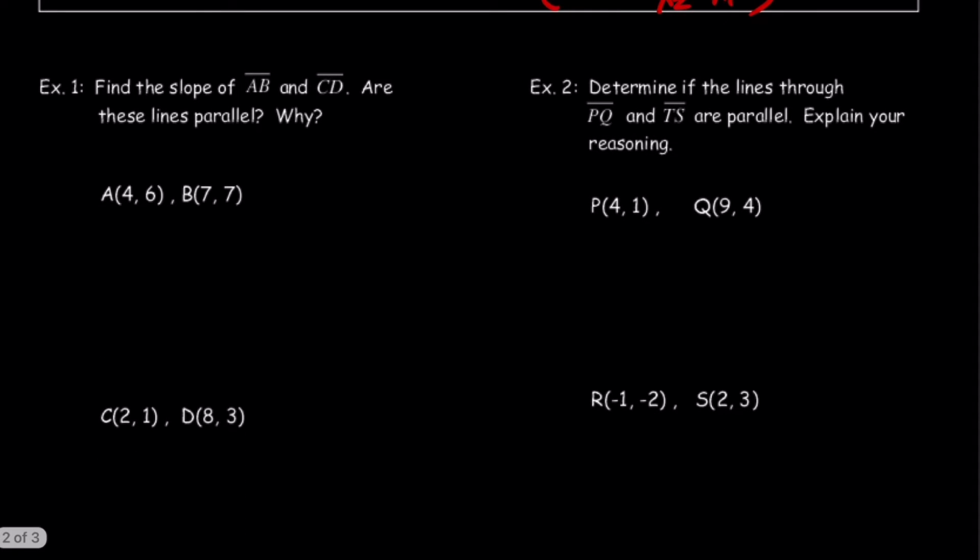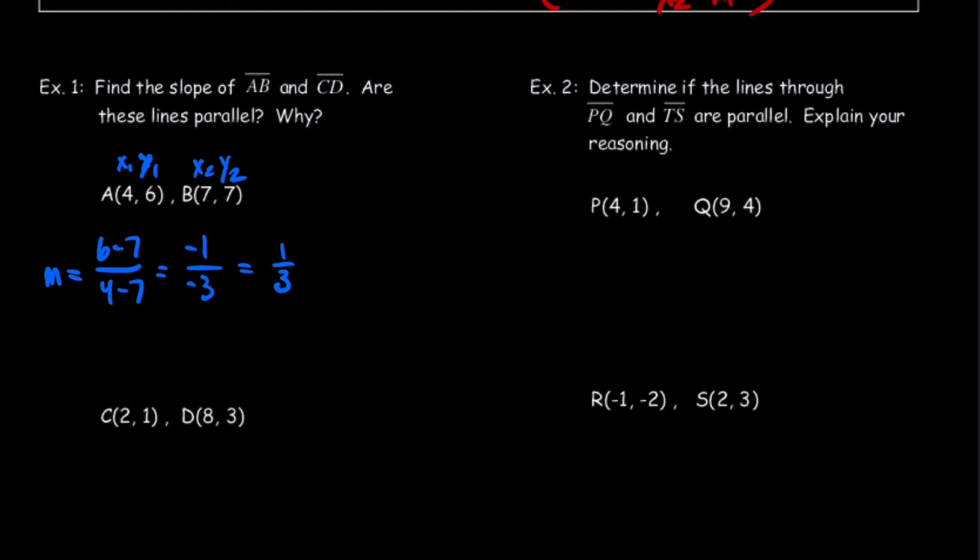Example 1, find the slope of AB and CD. Are these lines parallel? Why? So again, a quick refresher from last lesson. The first coordinate is x1, y1. The second coordinate is x2, y2. I just want to plug into that slope formula up above. So I'll have 6 minus 7 over 4 minus 7. 6 minus 7 is -1. 4 minus 7 is -3. Remember, if you have two negatives in a fraction, they cancel out. So the slope of AB is simply 1/3.